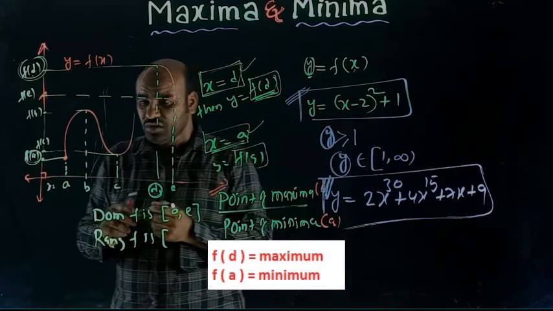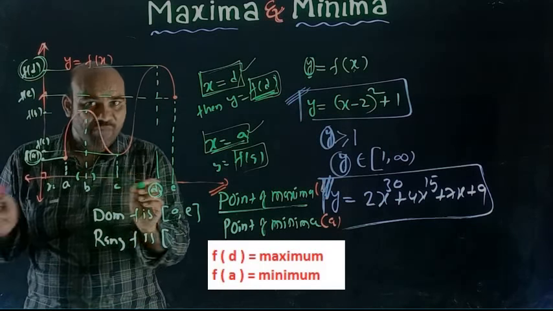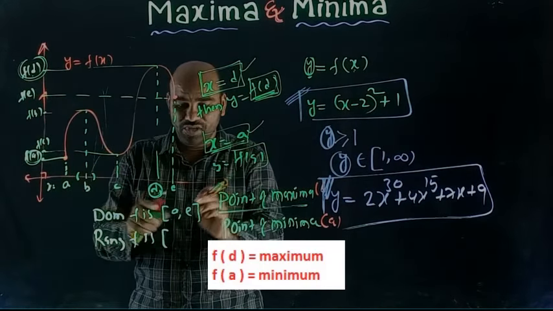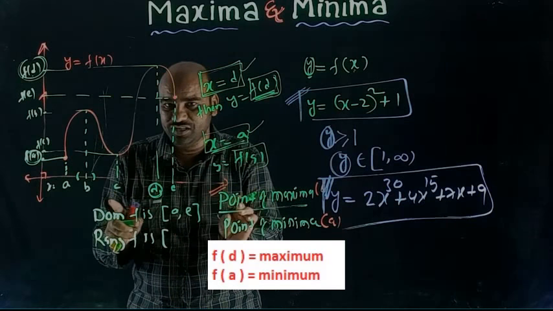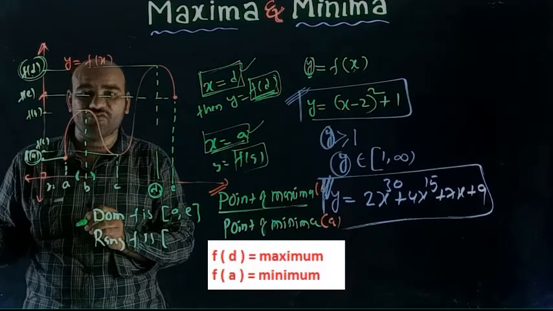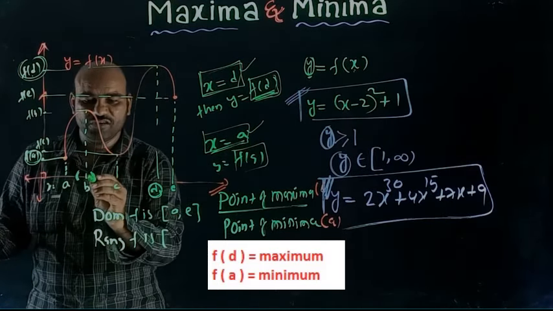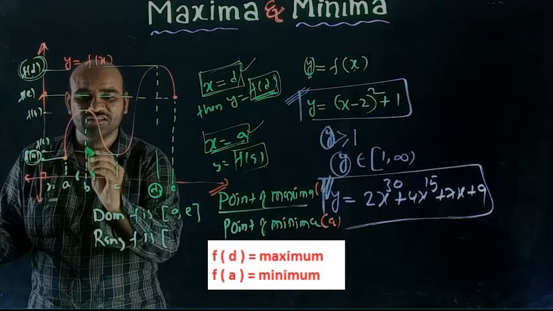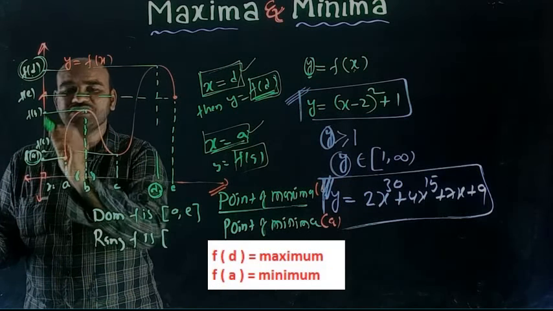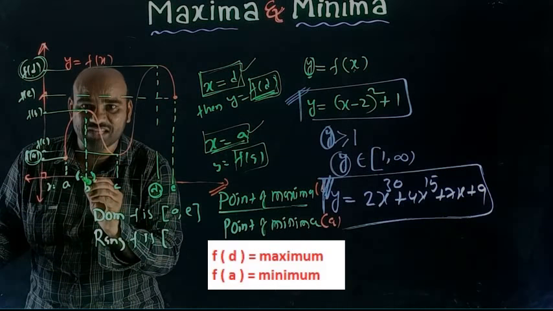Okay. Now consider the neighborhood of b. I am not taking x from a to e. Now I am taking the values of x in the neighborhood of b. Understood? In the neighborhood of b. Observe here. If x is equal to b, then output is f of b. b minus, somewhere here, b minus in the neighborhood of b.